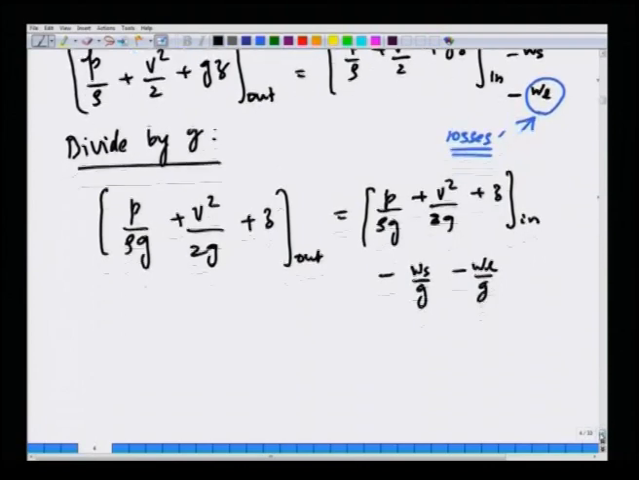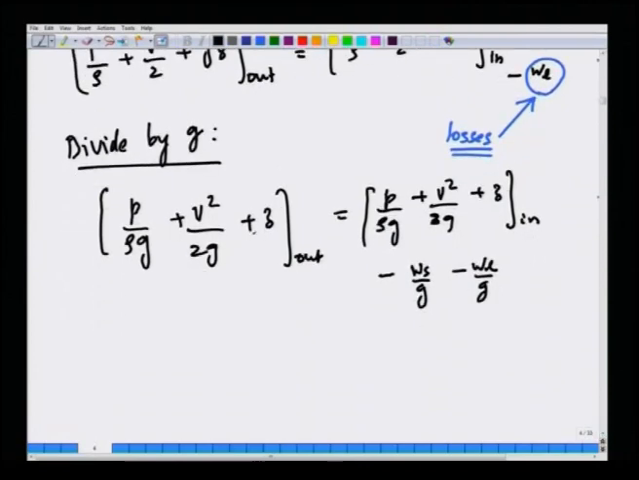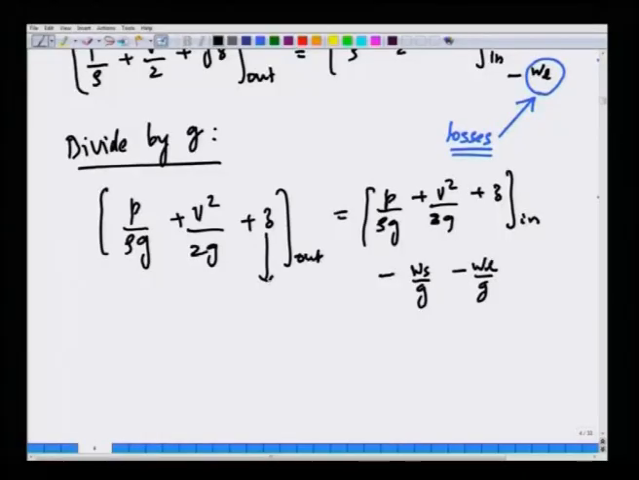Now, if you look at this equation, each term has dimensions of length. So, historically or traditionally, people thought about various energies in terms of heads. So, this is the gravitational head, because it has dimensions of length. This is a head called gravitational head. This is the kinetic energy head. This is the pressure head.